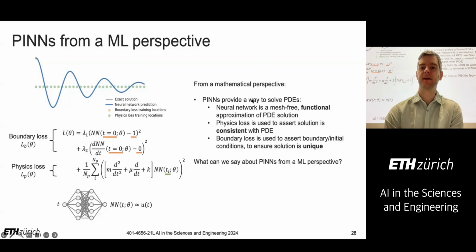From a mathematical perspective, we've set these neural networks up to solve partial differential equations. They're a functional approximation to the solution. But what can we say about PINNs from a machine learning perspective? If purely from the perspective of training a neural network, what's interesting about this loss function? Can anyone make some observations about the loss?